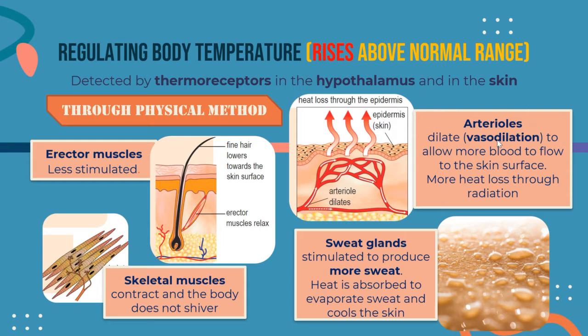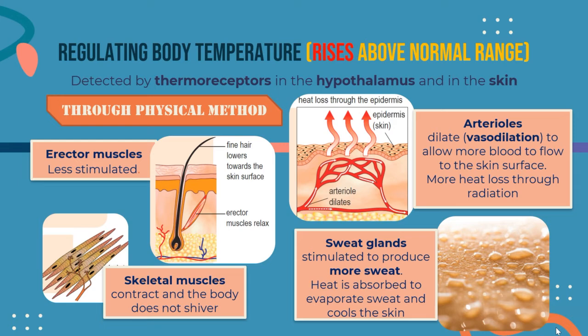Then vasodilation occurs. It refers to the arterioles expanding or dilating to allow more blood flow to the skin surface, and the heat is lost through radiation. And the last one is the sweat gland will produce more sweat, so the sweat will evaporate and the heat is lost to the environment and cools the skin.